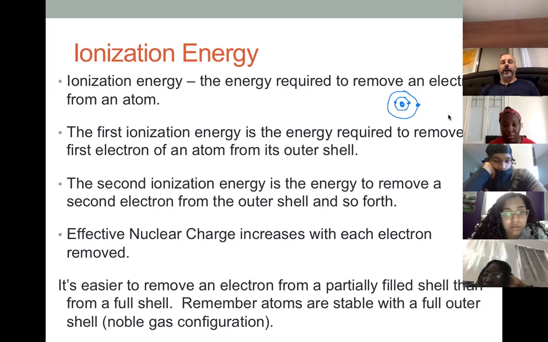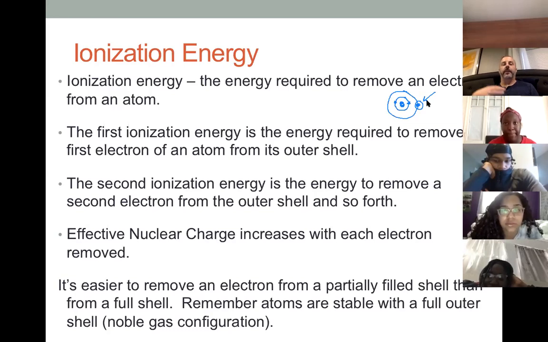Ionization energy is the energy required to remove the outermost electron, that one right there. If there's 5 valence electrons, it doesn't matter which one. It just means the energy required to remove 1 of those 5. If there's 8 valence electrons, the energy required to remove 1 of those 8. But here, since lithium only has 1 valence, it's always going to remove that outer one first.